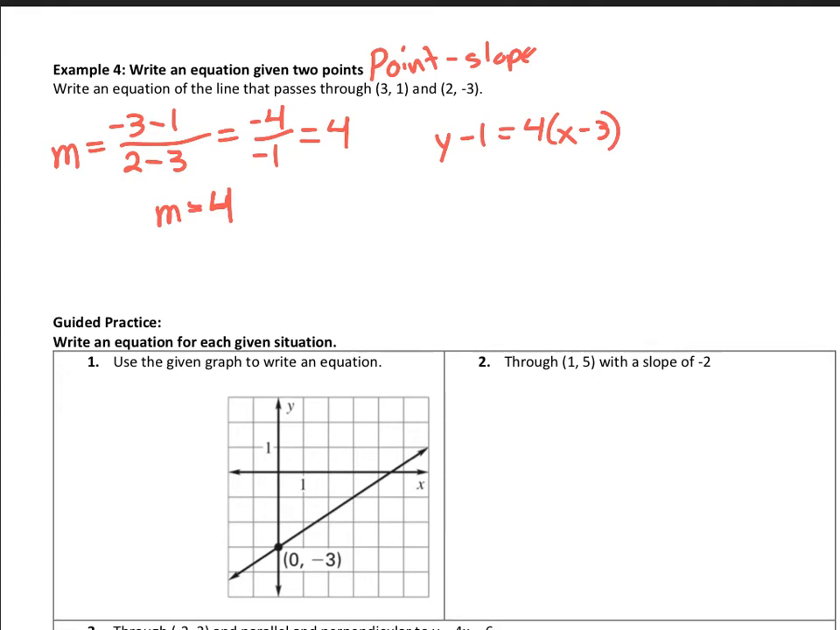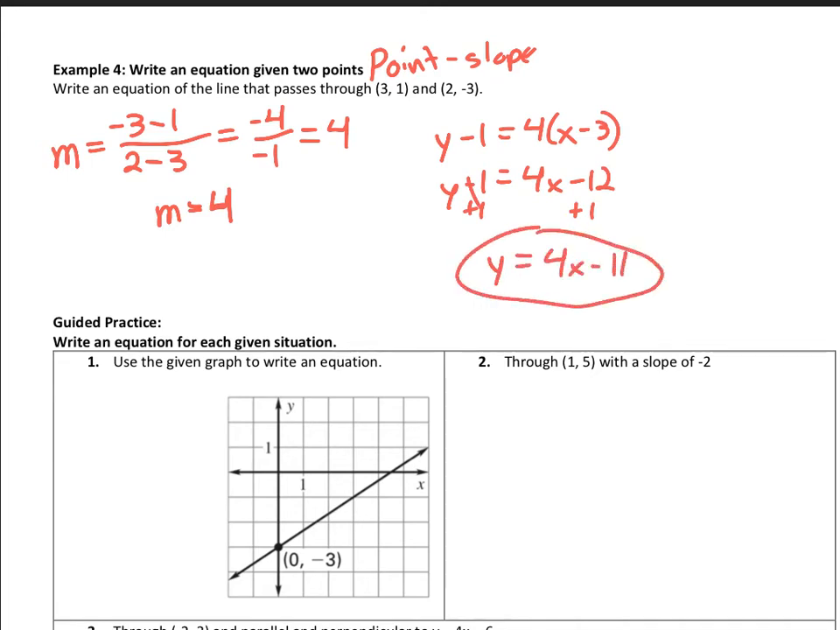And like we did before, we can convert this. Y minus 1 equals 4x minus 12. And then just simply to solve, I would add 1 to both sides: y equals 4x minus 11. Okay? So you can use point-slope form to recognize you have 2 points. You already got the point in point-slope form, and you have the information you need to find the slope.